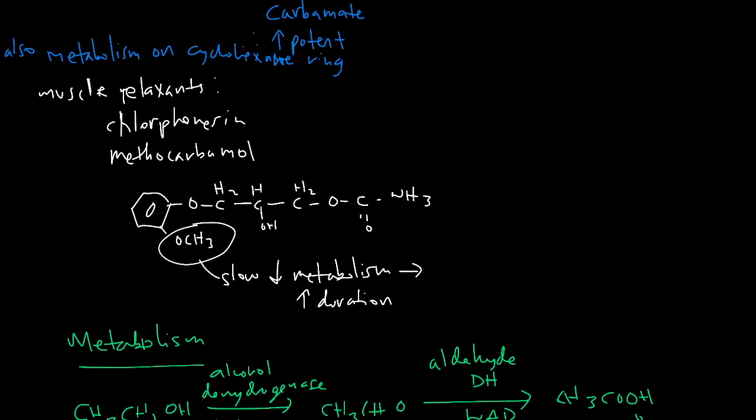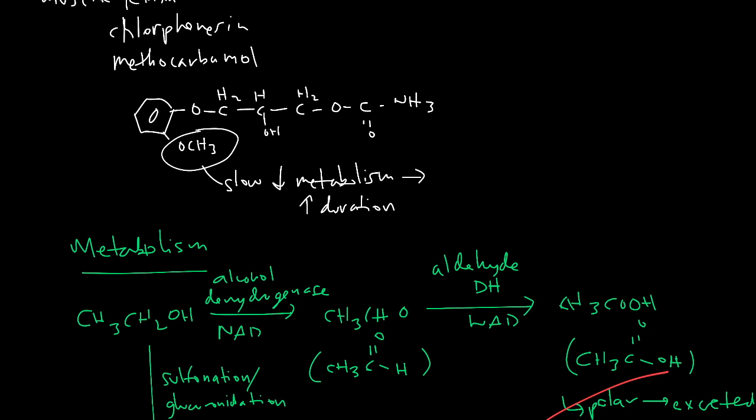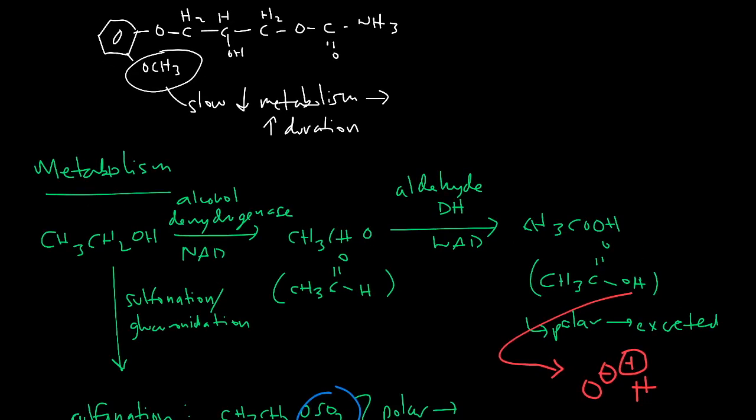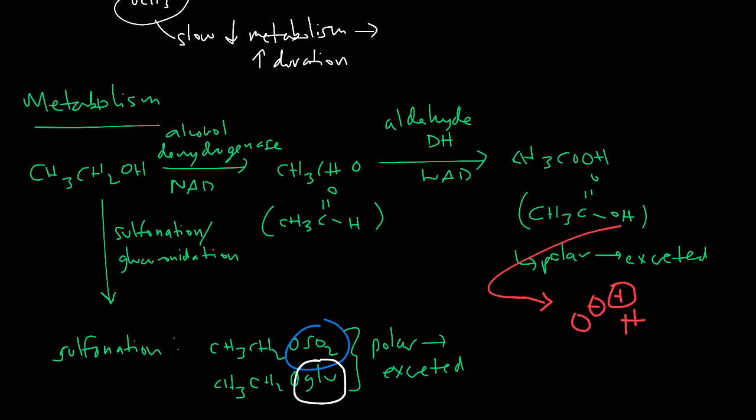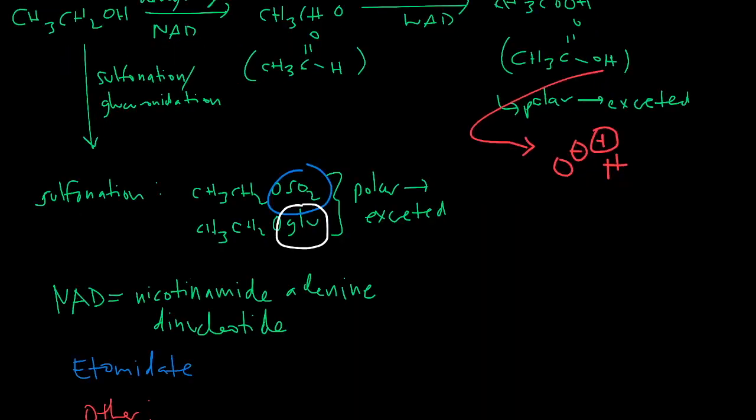Alcohols are metabolized first by alcohol dehydrogenase with a cofactor NAD, and then by aldehyde dehydrogenase with a cofactor NAD to form the acid, which is polar, therefore it's excreted. Alcohols can also be metabolized directly by phase 2 metabolism, by sulfonation and glucuronidation. These are polar and are excreted. Here's etomidate.